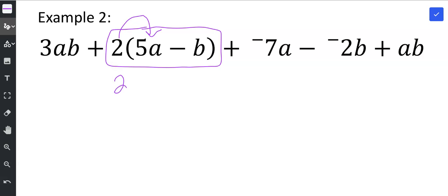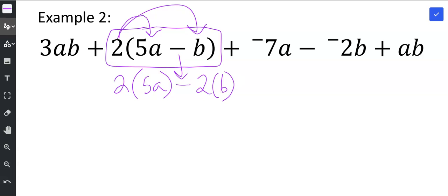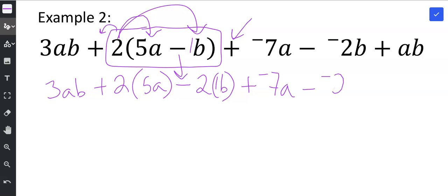terms. So I'll distribute the 2 to the 5a. So 2 times 5a. Then I'm going to be subtracting 2 times b. So I'm going to be distributing the 2 to the 1b. Then from here, I'm going to copy the rest of the problem. So right in front of this distributive property section, I have an addition sign and a 3ab. And just behind, I have an addition sign and then a negative 7a minus a negative 2b plus ab.